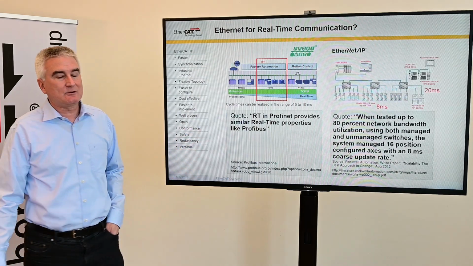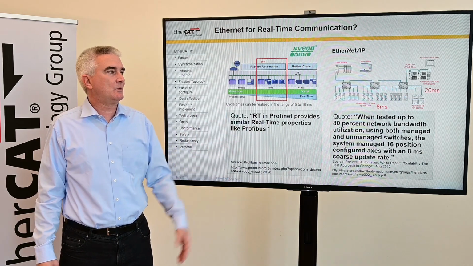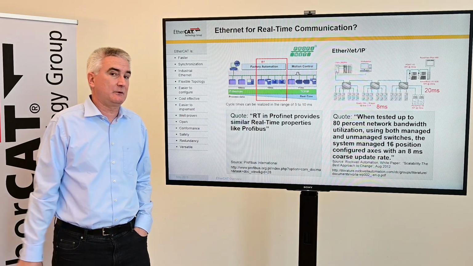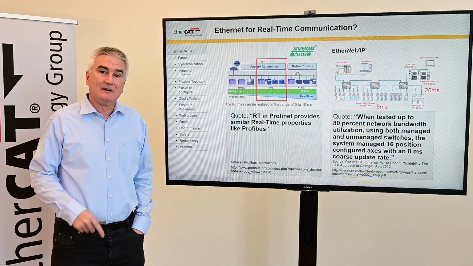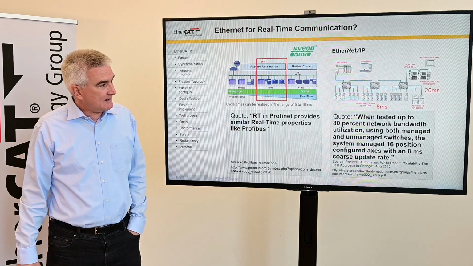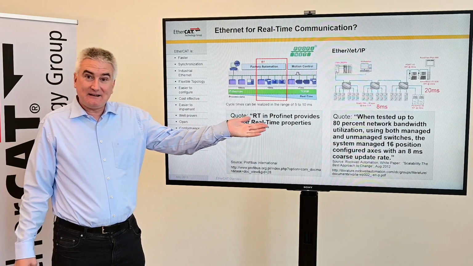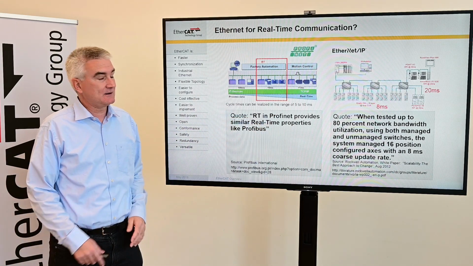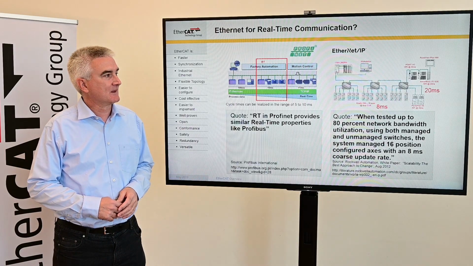And on the right hand side you see a subset from a white paper from Rockwell Automation, a network with just three switches, so a pretty favorable architecture, with 80% bandwidth utilization, so a fully loaded network. And the cycle time for this network is 8 milliseconds. 8 milliseconds for 16 axes, and an I/O update rate of 20 milliseconds. This is pretty much DeviceNet performance.